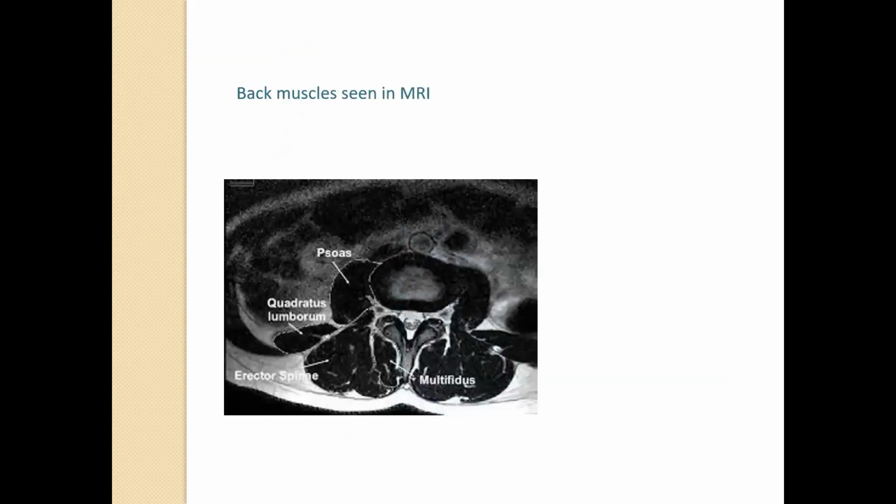Now I have added some radiology pictures for you to see. This one here is an MRI picture where you can clearly see some muscles in the back area. This is how you will see muscle tissue in MRI. You can see the erector spinae muscle, multifidus muscle, quadratus lumborum, and this is the vertebra and other contents here.